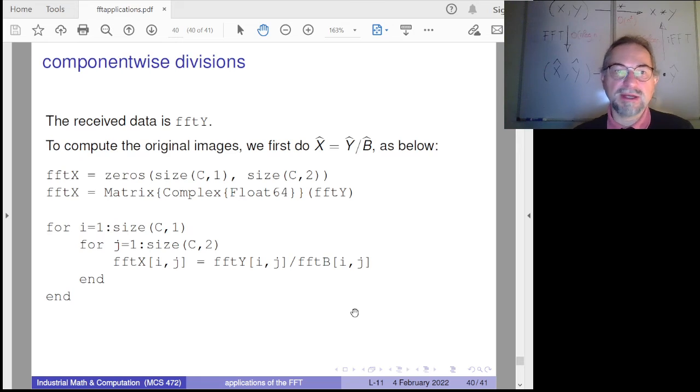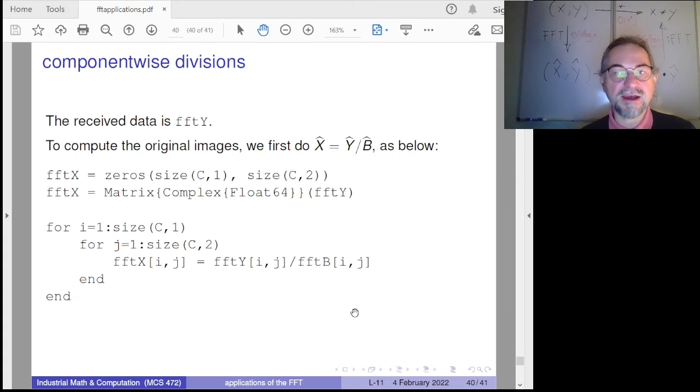Okay, then at the receiving end, we receive the fast Fourier transform of the blurred image. So I probably should have had now the picture in between. So what we do is the component-wise division. We divide by the Fourier transforms of the blur matrix. So this is done in a double loop here, indicating that this is done with complex arithmetic.